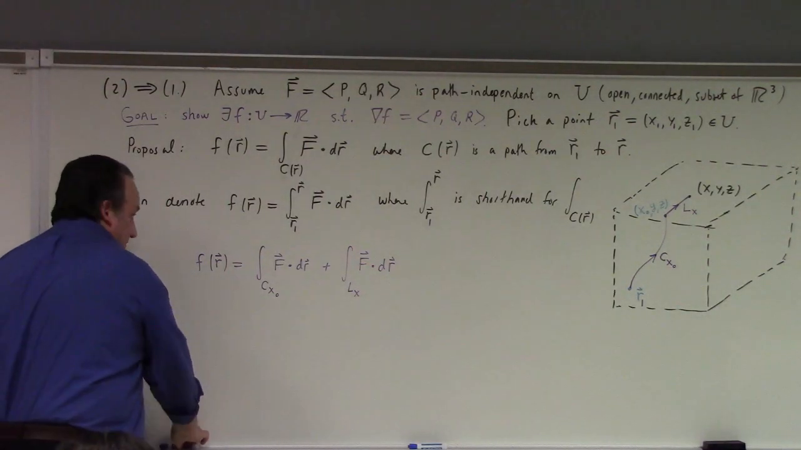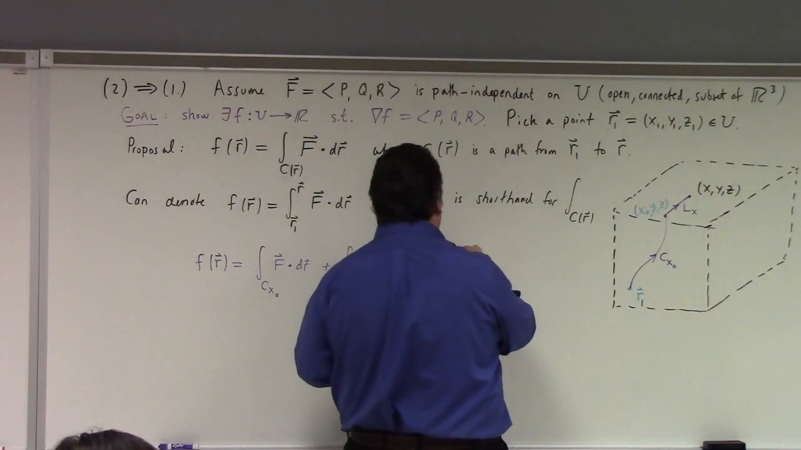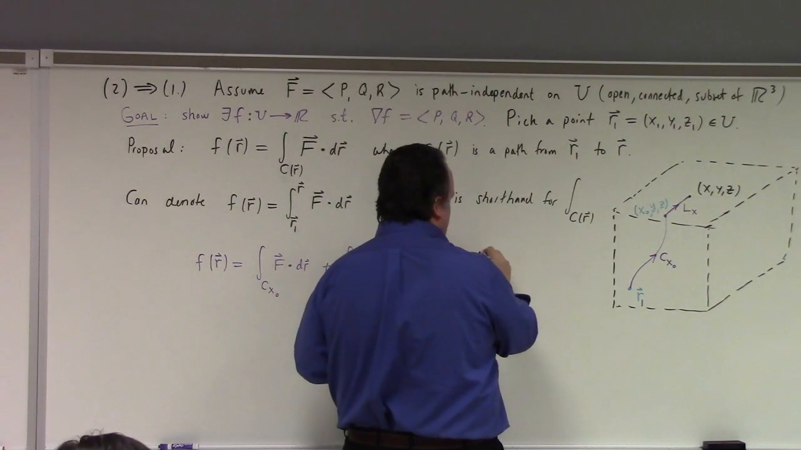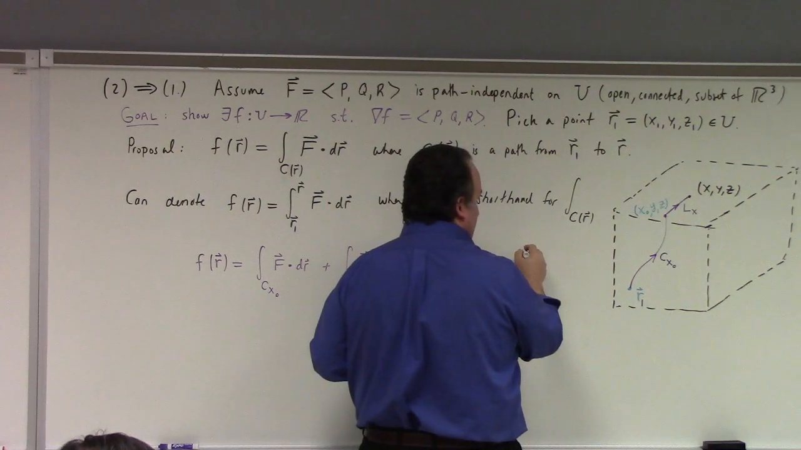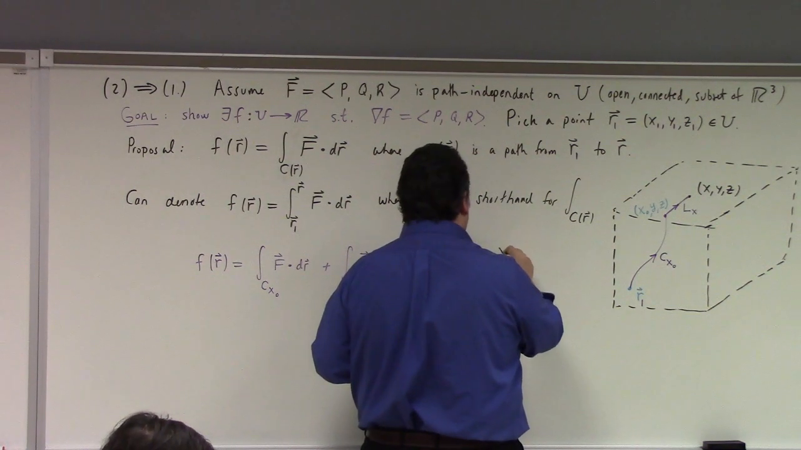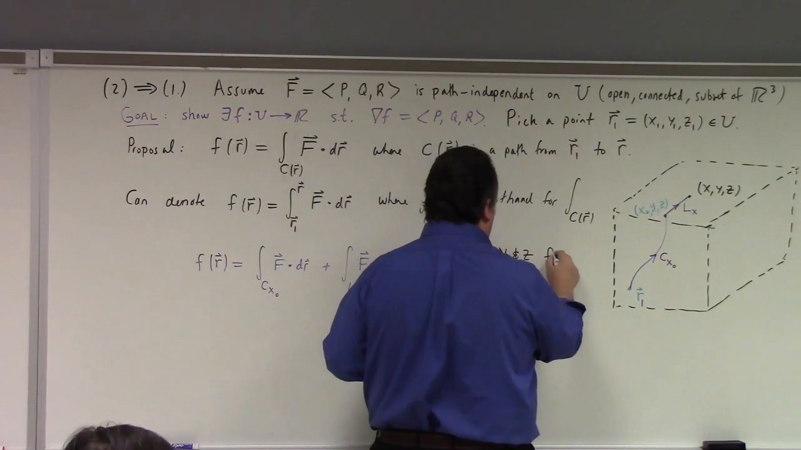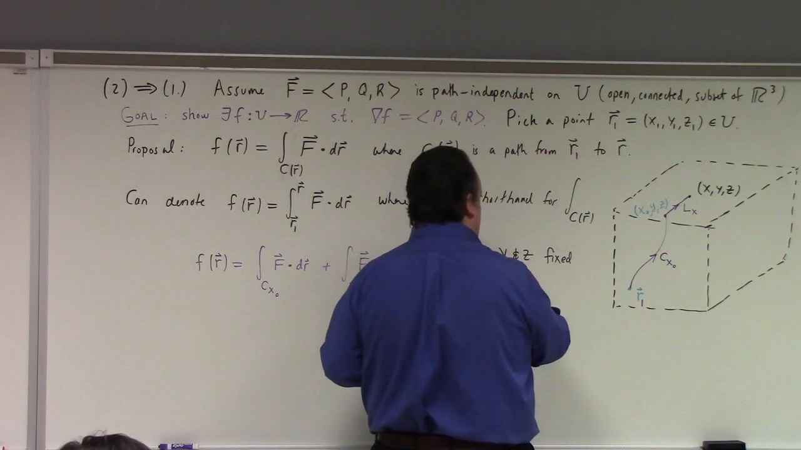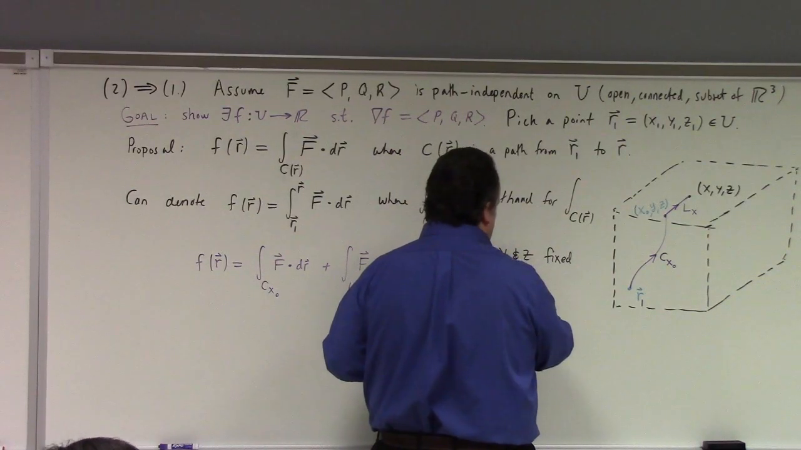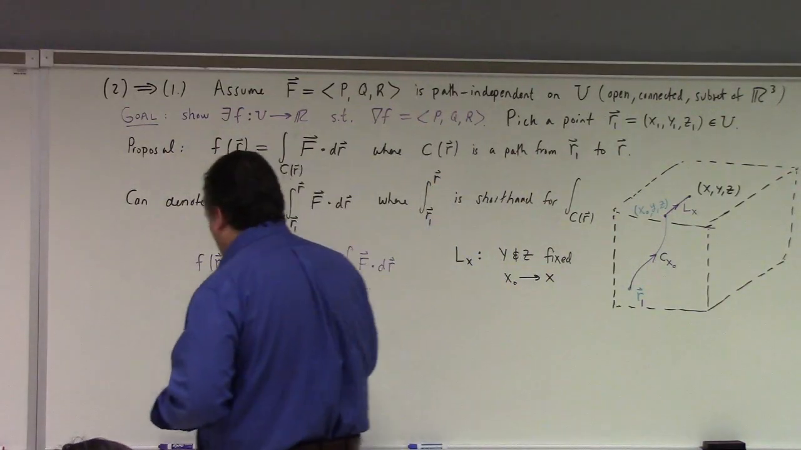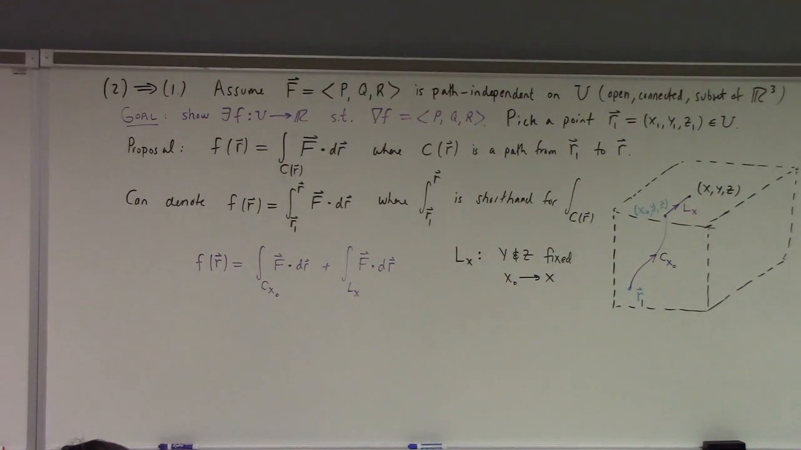Now let me be explicit here. L sub x, right? We can use x as a parameter for it if you like. It has y and z fixed, and x naught less than or equal to x naught goes over to x on that line segment L sub x. All right, so let me actually write down the formulas for it.